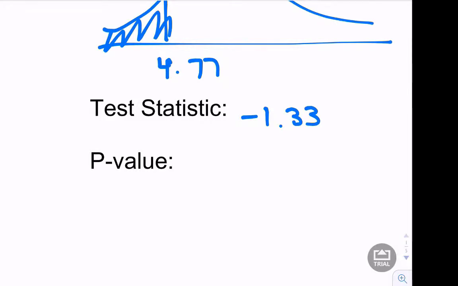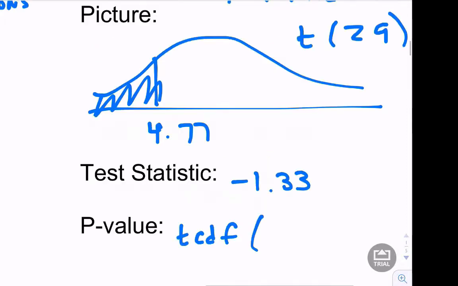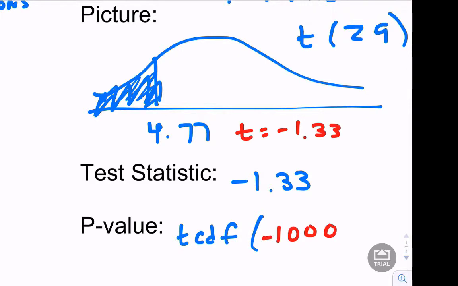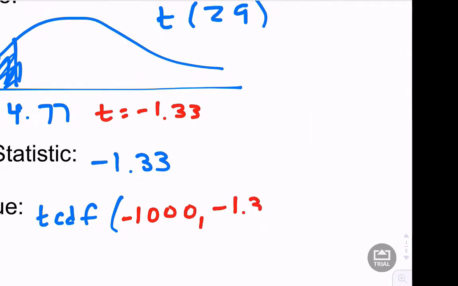So what is my p-value? So I am actually going to figure out based on, I'm going to use my calculator, and I'm going to do TCDF. And what I'm going to do is I'm going to say I want, now notice my picture here. This is where this comes in handy, right? So I want 4.77 or below. Well, 4.77 is actually t equals negative 1.33. So I'm going to do negative 1,000 because that's below. And I'm going to go all the way up to negative 1.33, and my degrees of freedom are going to be 29. When I plug this into my calculator, what I get is 0.097. So that's what I'm comparing to my alpha level, because the probability of getting this negative 1.33, or this test statistic of negative 1.33, is actually 0.097.